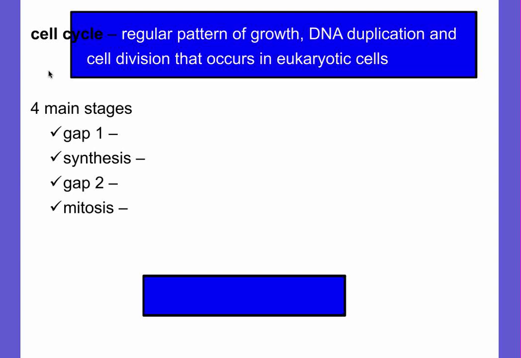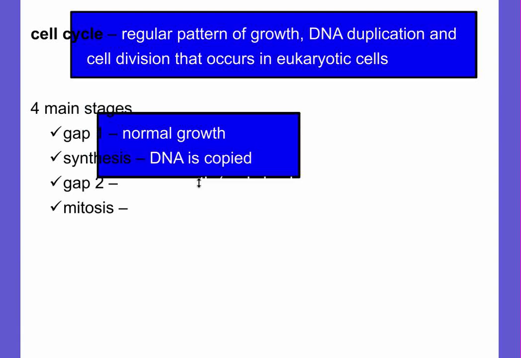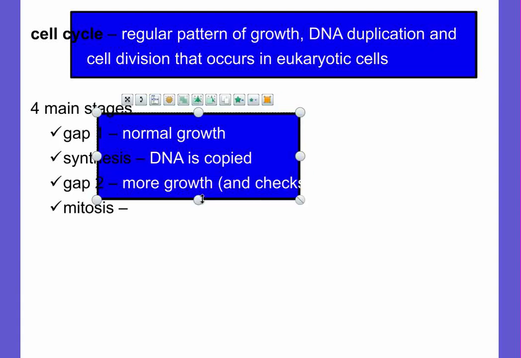So when we were talking in class, trying to do our study guide already, gap 1 was when normal growth was happening. We also said that there should be normal functions going on in the cell at that time. So you might add that here if you want, but it's not a big deal. It'll be in there later too, so don't worry about it too much. Synthesis is when you're copying your DNA. Simply. Gap 2 is basically the same as gap 1.